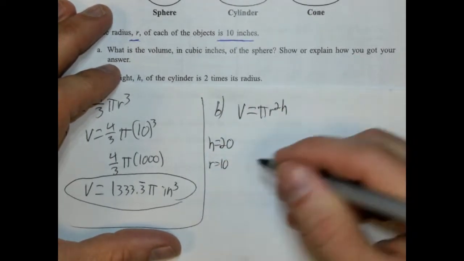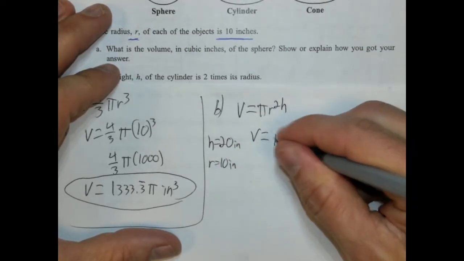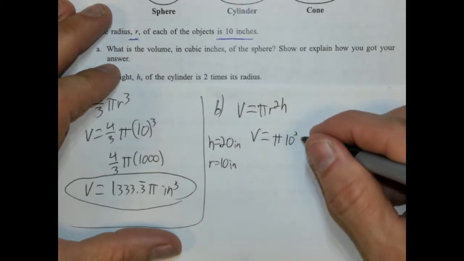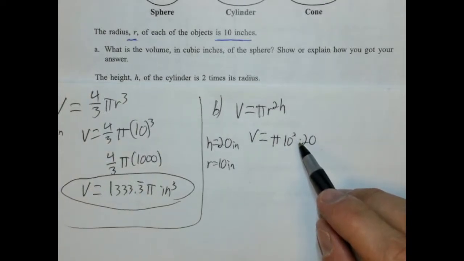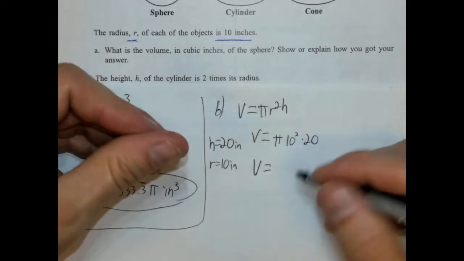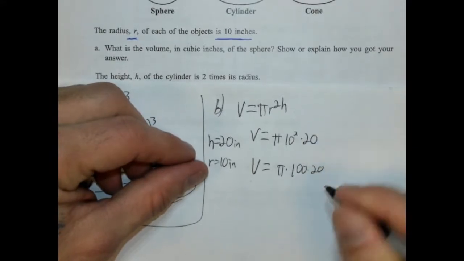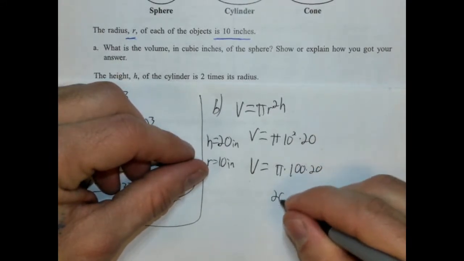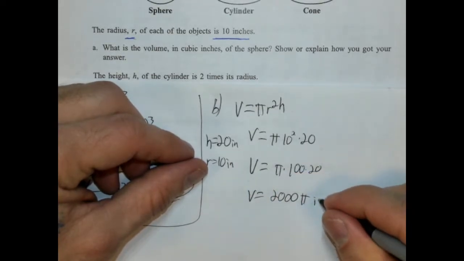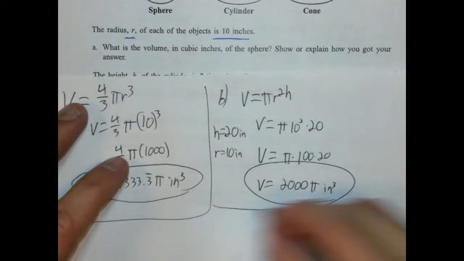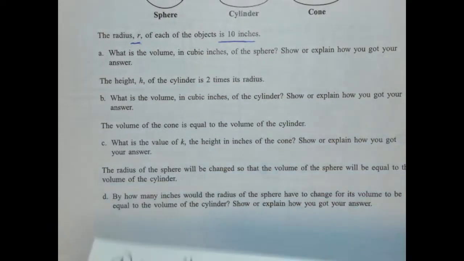R is 10 inches. So V equals pi 10 squared times 20. We do the exponent first, so 10 squared is 100. So V equals pi times 100 times 20, and 100 times 20 is 2,000. So 2,000 pi. Volume equals 2,000 pi cubic inches. There we go. The first two parts are really not that bad. Can you use a formula? Can you plug things in?